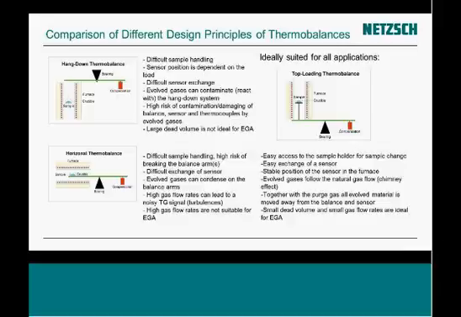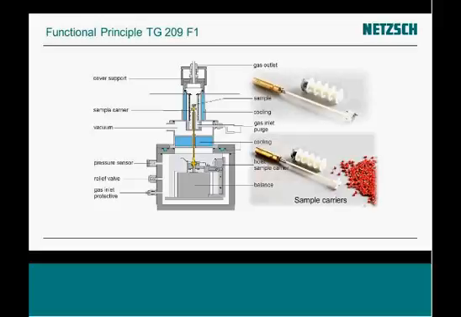That will give you a small dead volume and a small gas flow rate, which are very ideal for the EGA analysis. And the NETZSCH instrument, the TG-FTIR, uses this top-loading design. So here is a scheme picture to show the NETZSCH TG-FTIR Libero. On the top, you can see the cover support. Then in the middle is a sample carrier, which can be easily removed and changed by the user, no need for the service guy.